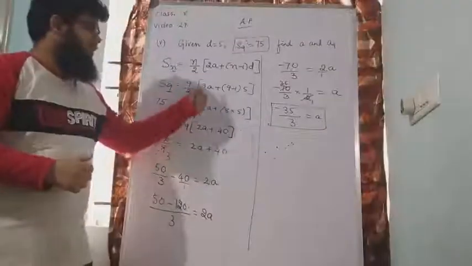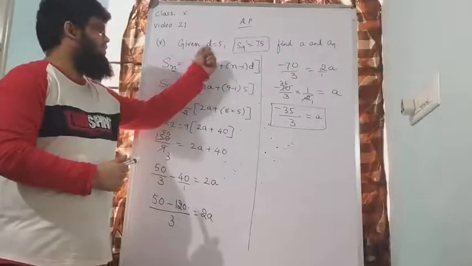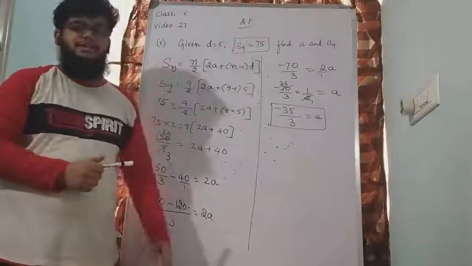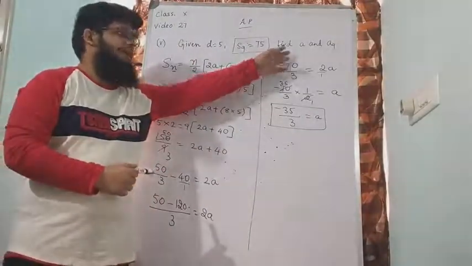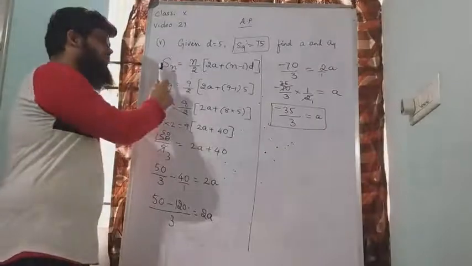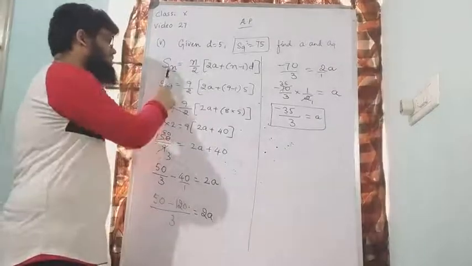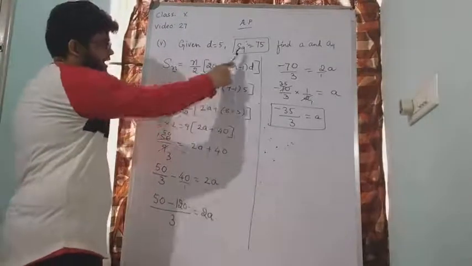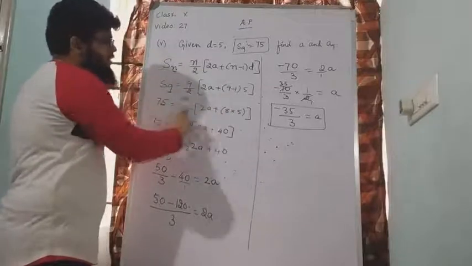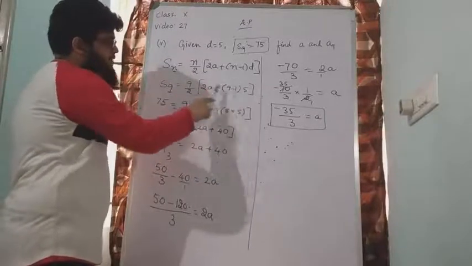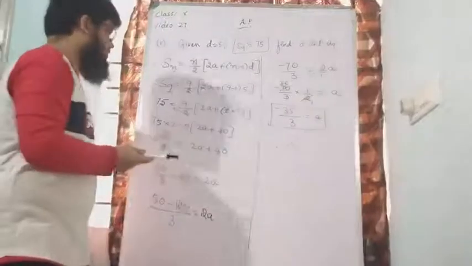I repeat what I have done to find out the value of A. I have two values, the value of D as 5 and the value of S9 as 75. I am supposed to find A and A9. Now I will make use of the Sn formula. Once that is done, because 9 I have, I will write S9. Substitute the values, n as 9 and D as 5. A we don't know, A is what we are finding out.